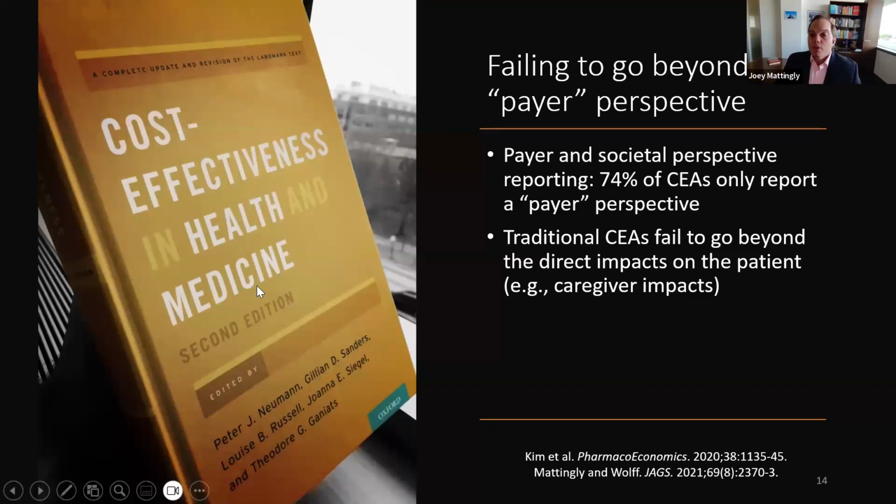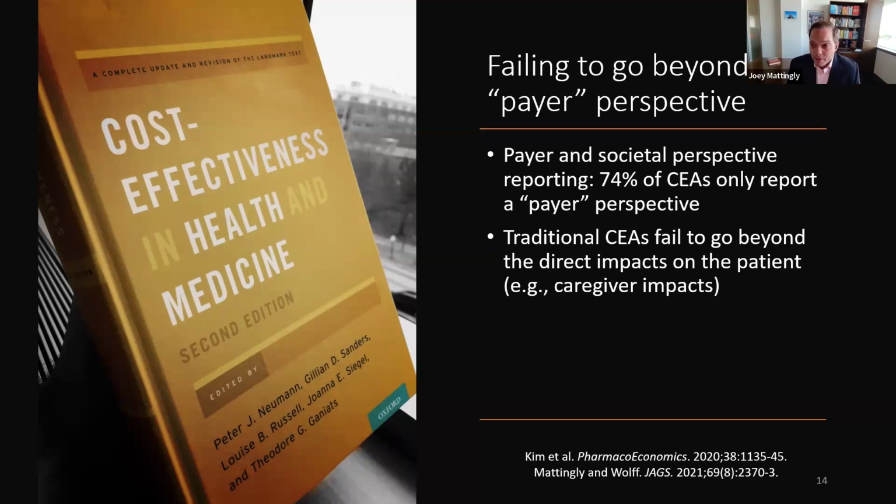Oh, sorry. Thank you. So when we talk about this payer perspective, and this has been common, I like to cite this gold book, Peter Neumann and Gillian Sanders. This book has been one of our main textbooks that we use to teach cost effectiveness analysis. One of the main recommendations is that we should go beyond the payer perspective and report both a payer perspective and a societal perspective, or at least attempt to add those other things like caregiver costs, time missed from work, and other things, maybe home renovations, if you have a debilitating disease that requires you to modify your house. These are costs that often aren't captured in a traditional payer perspective.